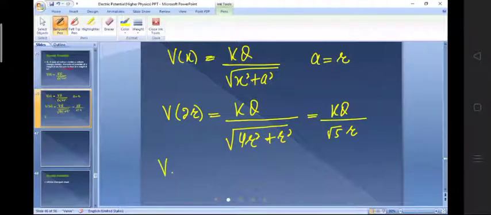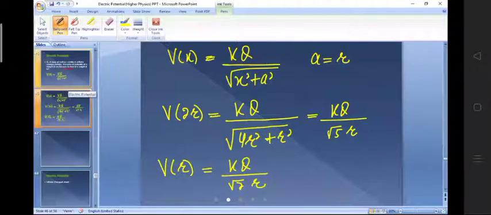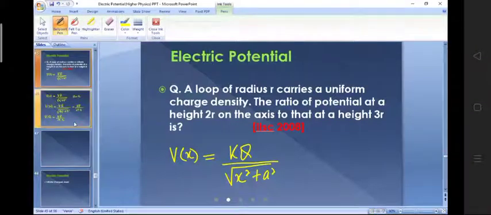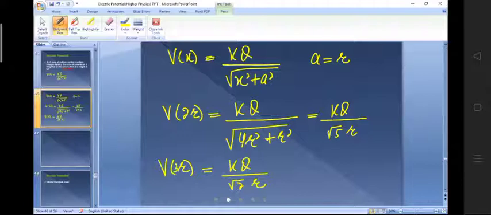Then let's calculate the potential at r. So potential at r will be simply equal to kq divided by root of r square plus r square, so that will be equal to root 2 multiplied by r. And then, sorry, we have to calculate the potential at what point? At point 3r, I think. At 2r and then at 3r. So potential at 3r: x will be replaced by 3r, so 3r square is 9r square, 9r square plus r square is 10r square, so it will be root 10 r.